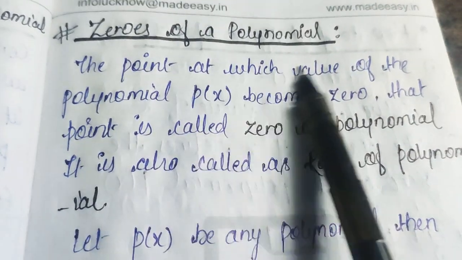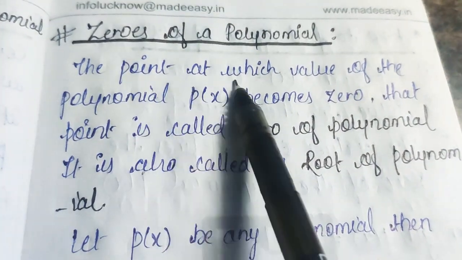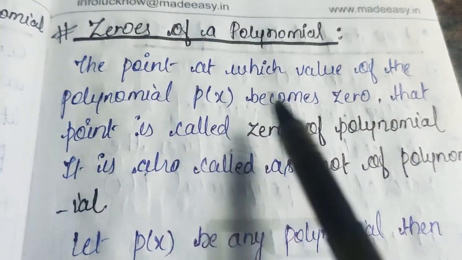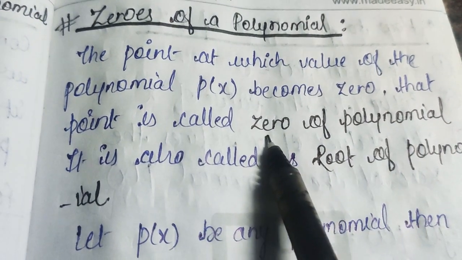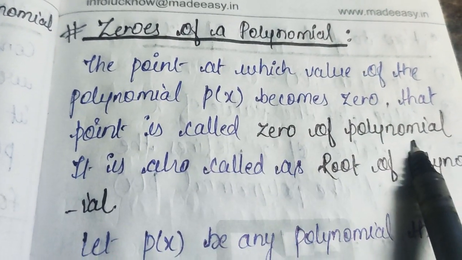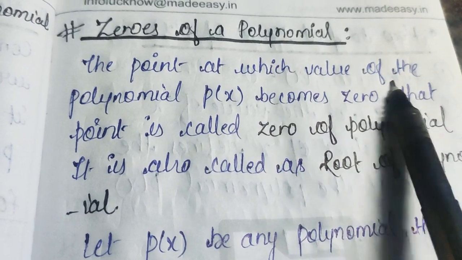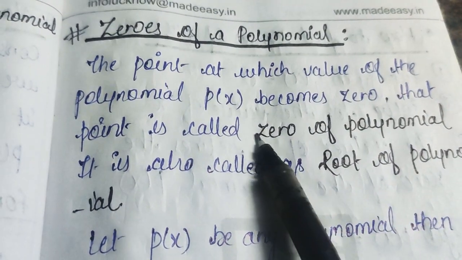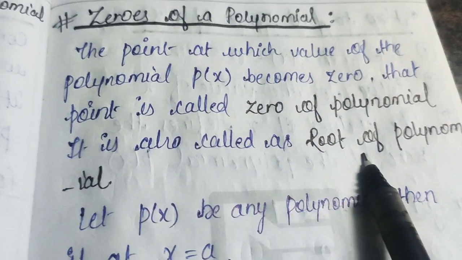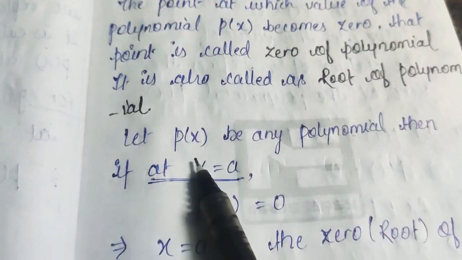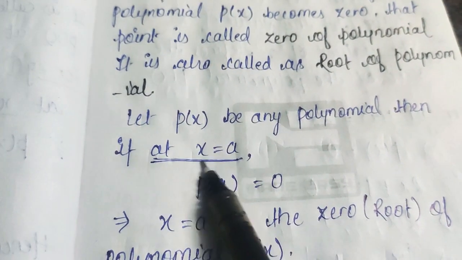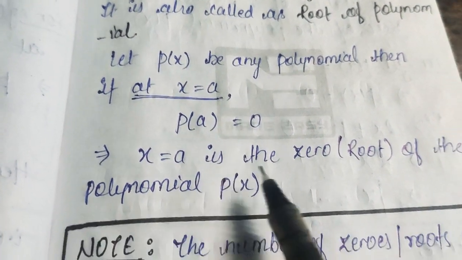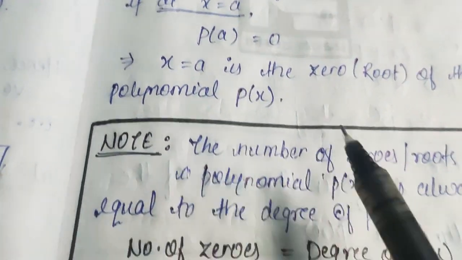Now what are zeros of the polynomial? Whenever you find the value of the polynomial at a certain point and that value becomes 0, then you say that point is the 0 of the polynomial. It means the point at which the value of the polynomial becomes 0 is called the 0 of the polynomial, or you can say the root of the polynomial. So if I have p of x and at a point a the value of p of x becomes 0, then x equals a is the 0 of p of x.